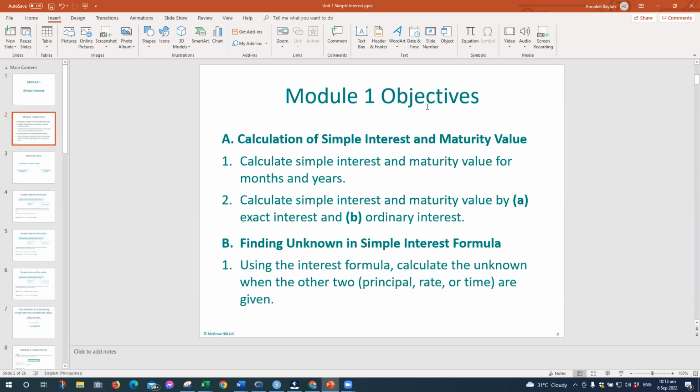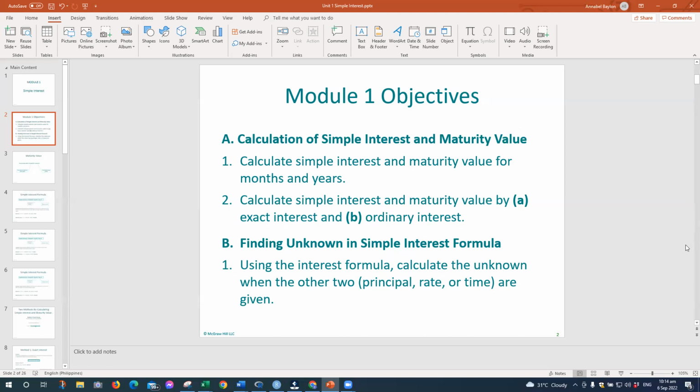Okay, what's our objective for this module? We want to learn how to calculate simple interest and maturity value. So how do we calculate simple interest and maturity value if the period being considered is either months or years? There are two ways to compute for simple interest: either exact interest or ordinary interest. What's the difference between these two?